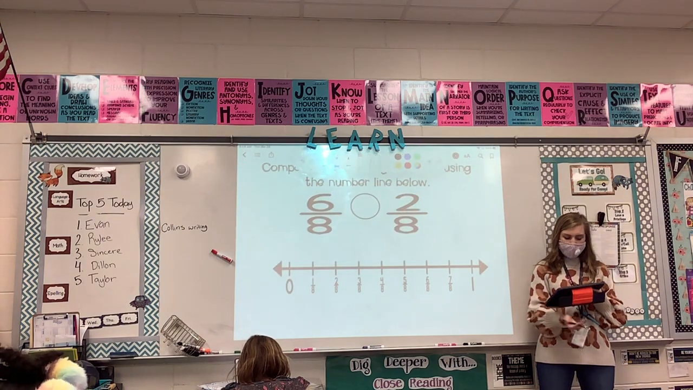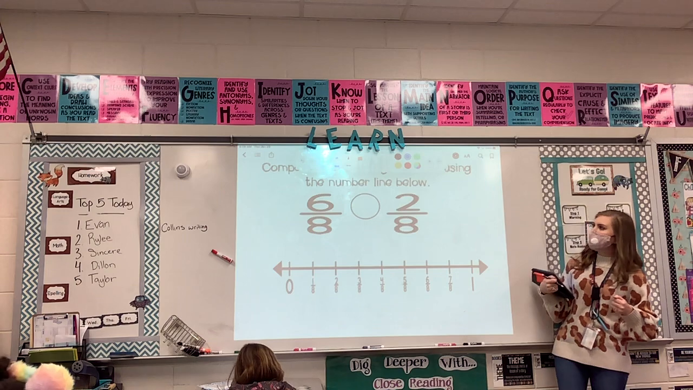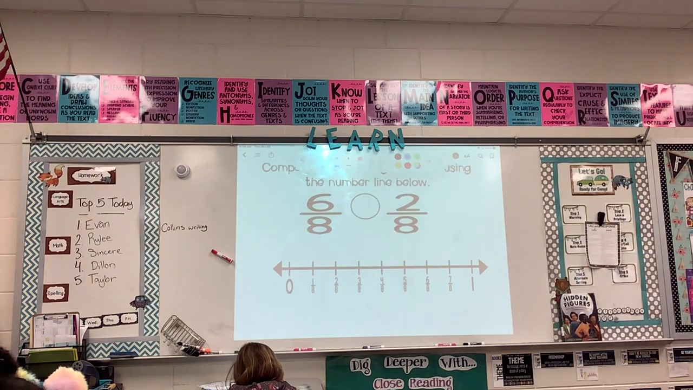All right. Go ahead and put your dots on these 2 fractions, and I want you to go ahead and compare them. All right, so everybody have the point on their number line.